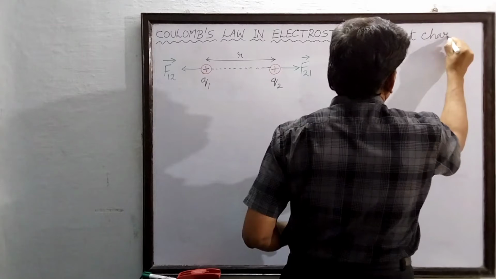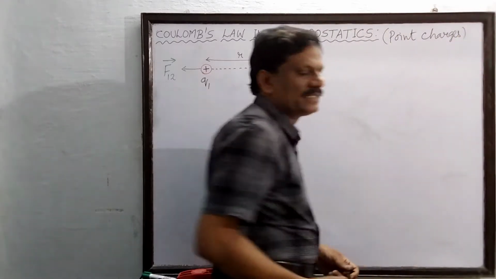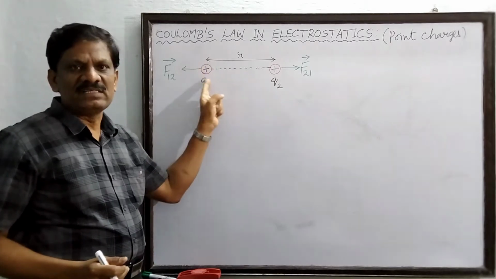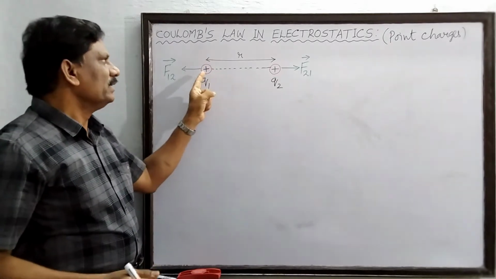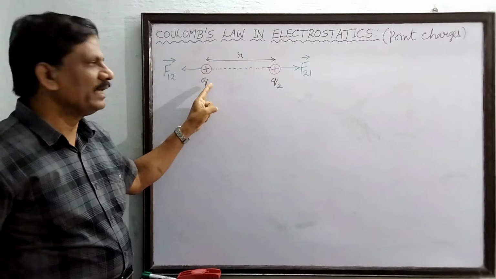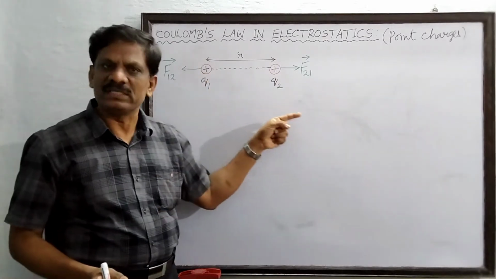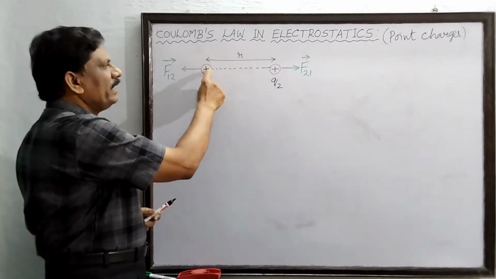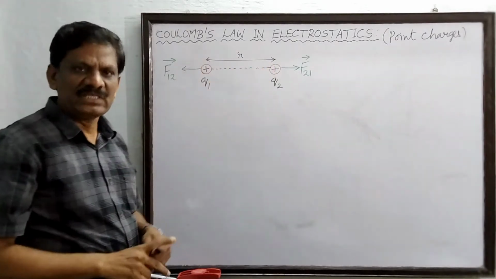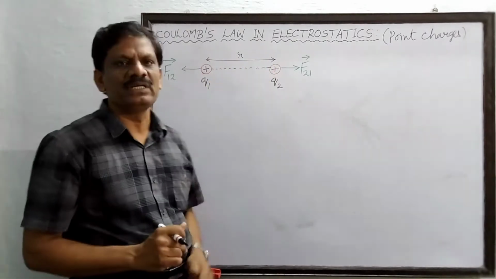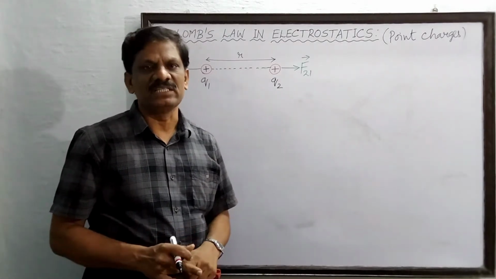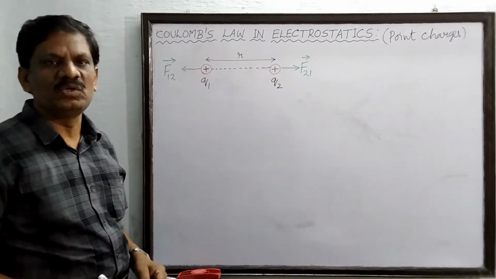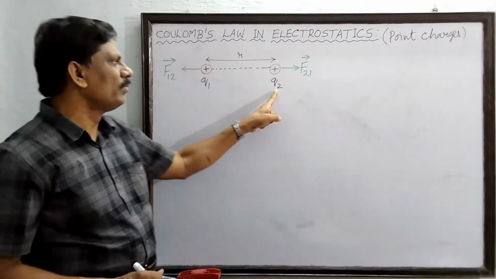So, what is the meaning of point charges? When you consider the radius of a charge, it is comparatively smaller than the distance between the two charges. So any two charges whose radius is much smaller than the distance of separation are considered to be point charges.